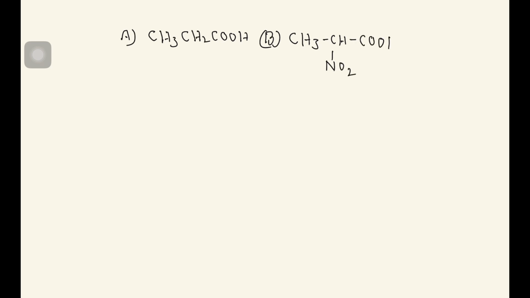So if I write here, suppose here I am writing A, CH3 CH2 COOH, and in B I am writing here CH3 CH NO2 COOH. So from which one easy removal of H plus will take place? See here, H plus and here O minus, H plus, O minus.